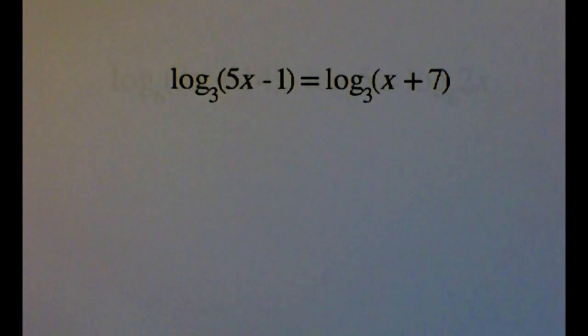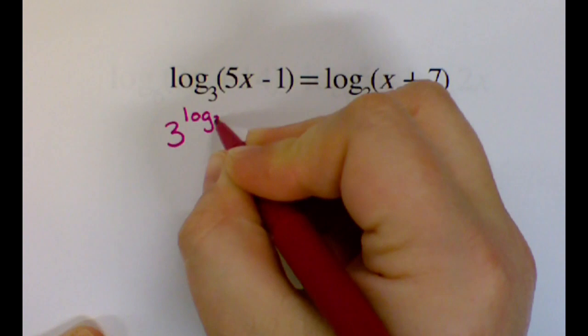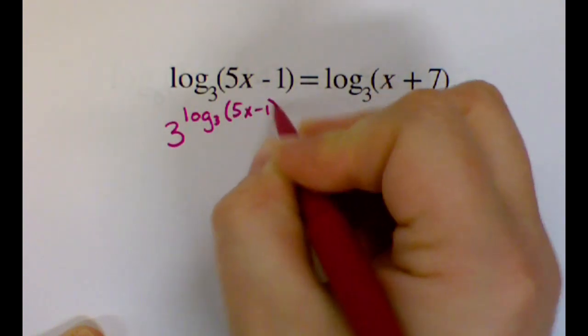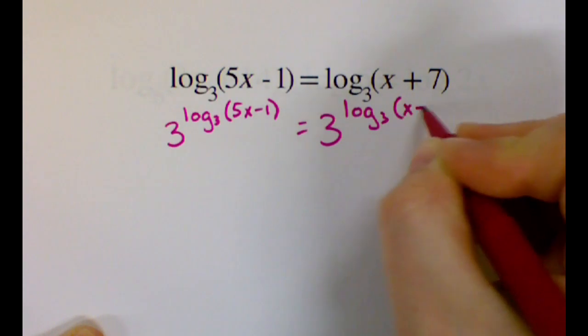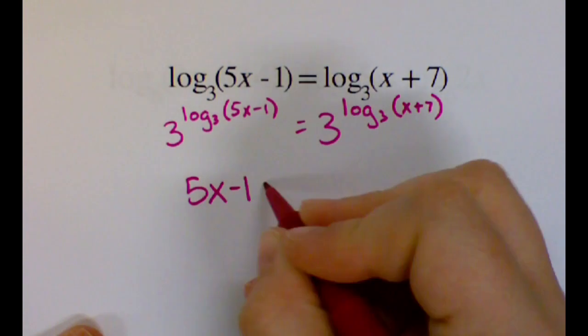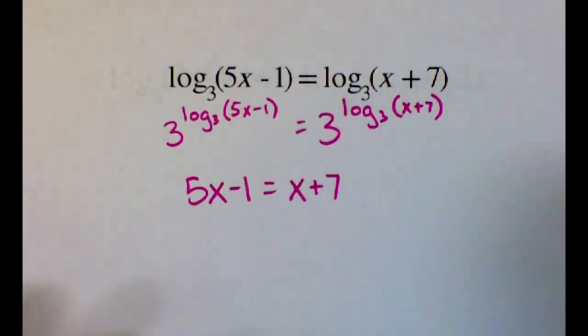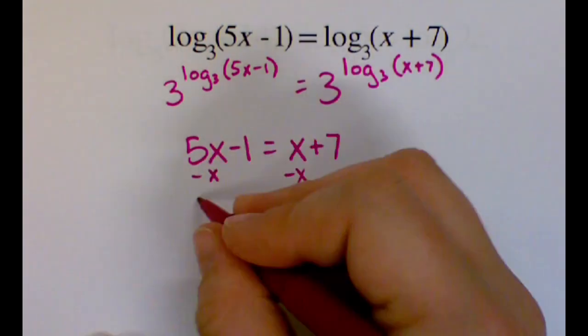Log base 3 of 5x minus 1 equals log base 3 of x plus 7. Well, both sides are log base 3. Technically what we're doing is making them both the exponents on a base of 3. But the shorter way is to say, all right, 5x minus 1 must equal x plus 7. That's that one-to-one property.